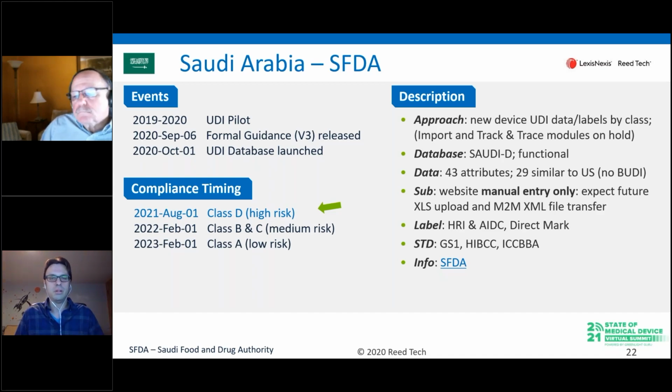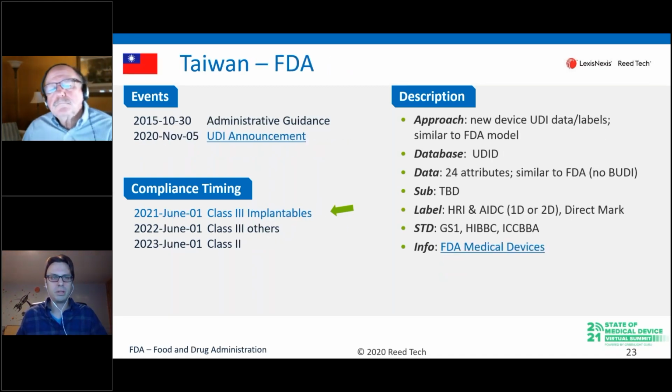The attribute roster is about 43 attributes. Again, pretty similar to US. No structure of the basic UDI, if you will. But we're waiting to see. Allegedly, there's going to be a spreadsheet at some point to assist with the bulk upload, machine to machine, very TBD.